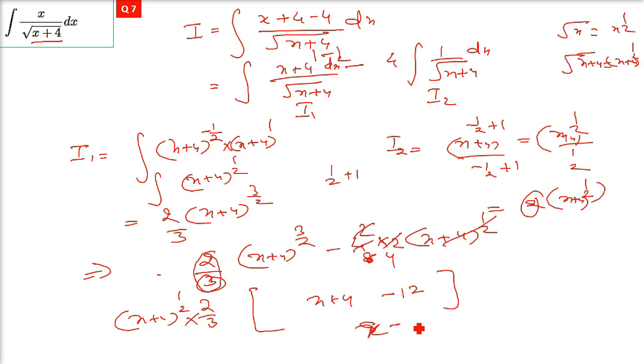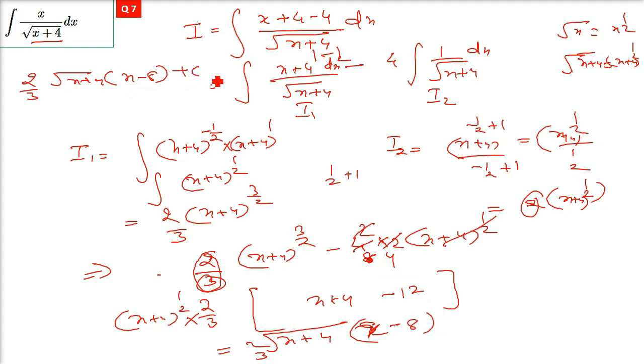X plus 4 to the power half was already in the front. 2 by 3 was also in front. So this is root, because x plus anything to the power half is a root only. You know already that. So we have 2 by 3. Let me write it in a formal way. X plus 4, and this is x minus 8. You can swap the terms; the position of the terms can be taken anyway. Plus c, constant of integration has to be taken.